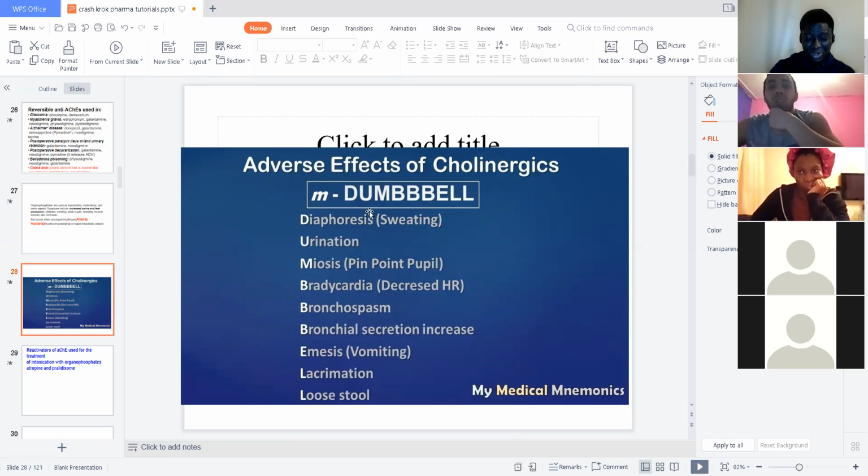So I want you to take notes: DUMBBELS. This is the effect of cholinergic drugs. If you don't remember anything, just remember this: DUMBBELS is the effect of cholinergic drugs. So diarrhea, miosis, bradycardia, bronchospasm, lacrimation.